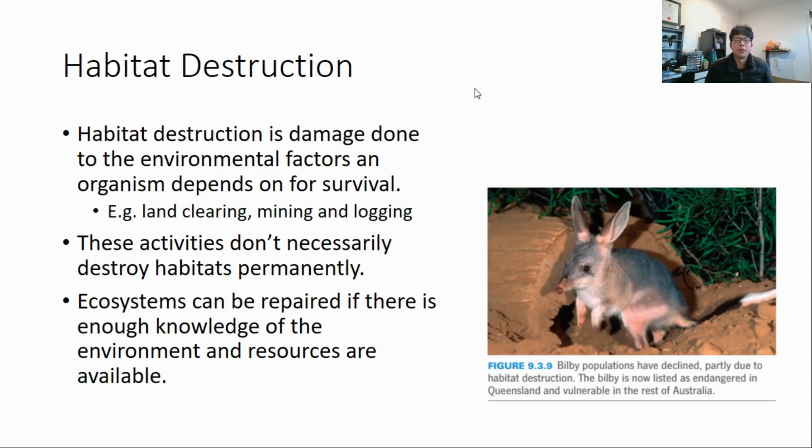So the first one I want to go through is known as habitat destruction, and habitat destruction is damage done to the environmental factors an organism depends on for survival. A couple of examples of this are land clearing, mining, and logging. These activities don't necessarily destroy habitats permanently, and ecosystems can be repaired if there is enough knowledge of the environment and resources are available.